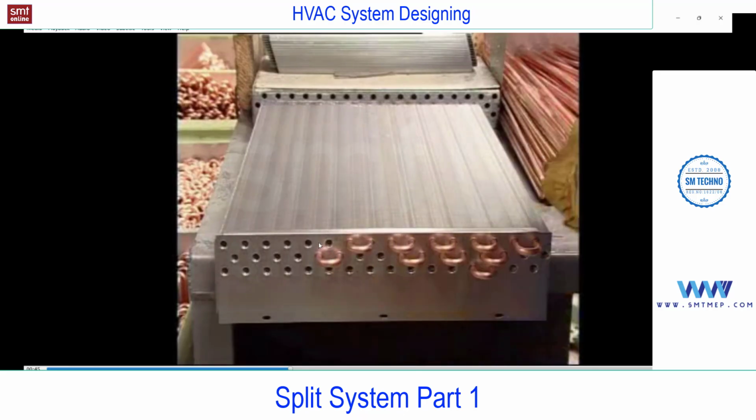Here you see, you can consider this heat exchanger as a 3-coil heat exchanger. You see, one row, second and third. So it's a 3-coil or 3-row heat exchanger. You may find 1 row, 2 row, 3 row, 4 row, depending on the capacity or the model.